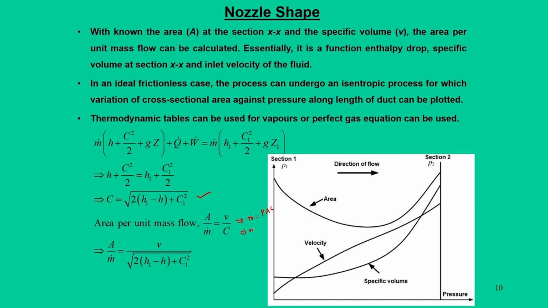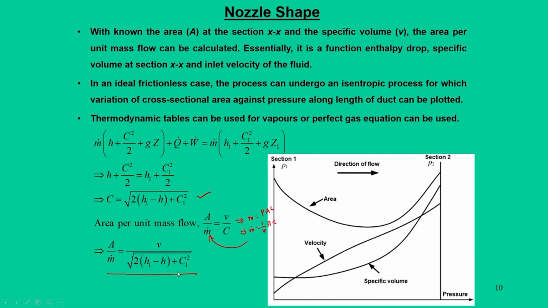So, from this we can say m dot is equal to rho A C, or m dot is equal to 1 by specific volume times A times C. This gives the expression A by m dot is equal to v, the specific volume, divided by C. When you put the C expression from here into this equation, we have a relation that A by m dot, the area per unit mass flow rate, depends on the specific volume of the fluid, the enthalpy difference and the initial velocity. If we neglect the initial velocity component to be 0, it basically depends on the specific volume and the enthalpy drop.